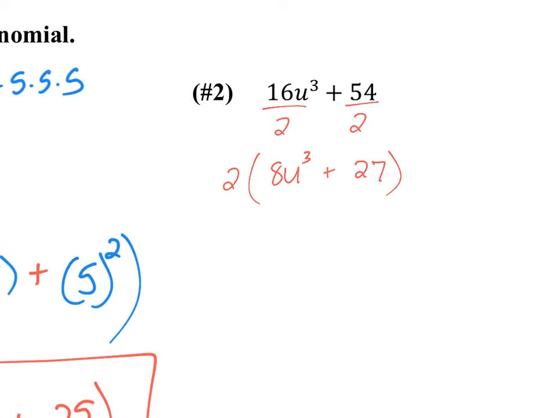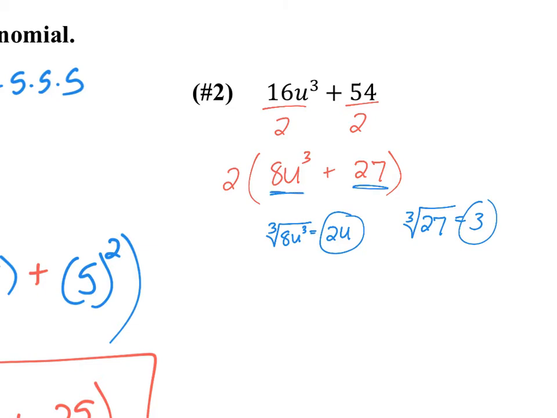Okay, and then from here, we have to check the parentheses. The parentheses actually have two perfect cubes. 8u to the third is a perfect cube, and so is 27. So we're going to take the cube root of 8u to the third, and we will get 2u. And we're going to take the cube root of 27 and get 3. Since both of these are perfect cubes, the hint I would give you is to look at the exponent. If the exponent's a third power, it's probably going to check for perfect cubes.